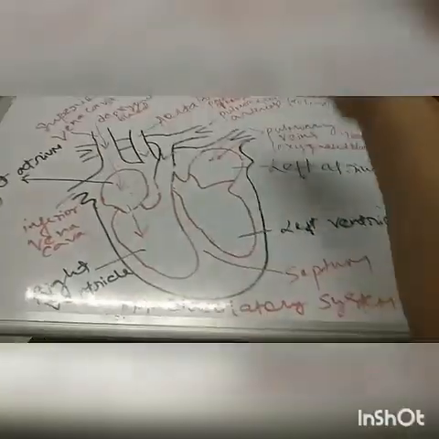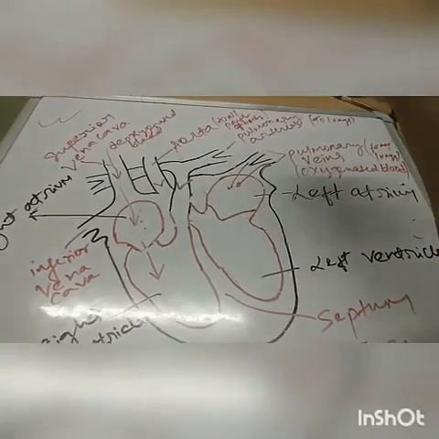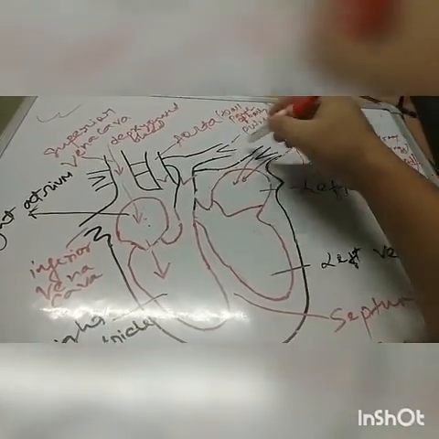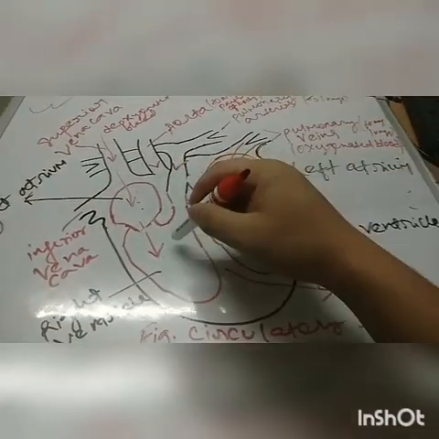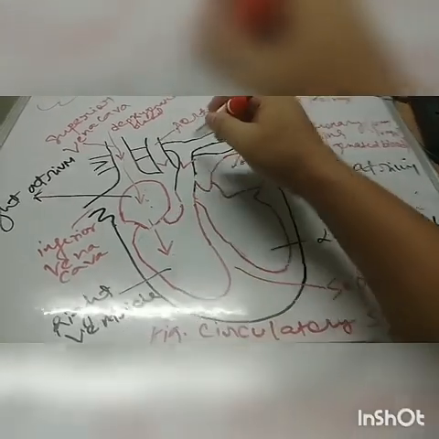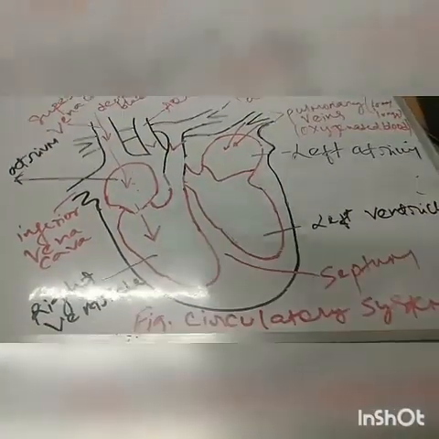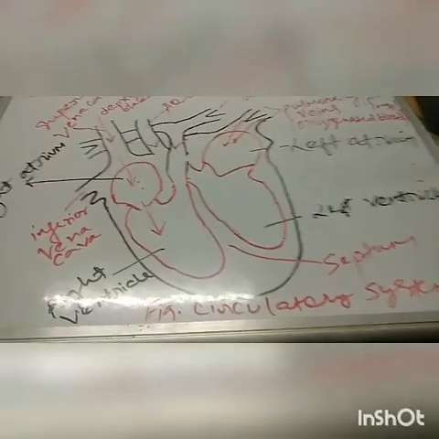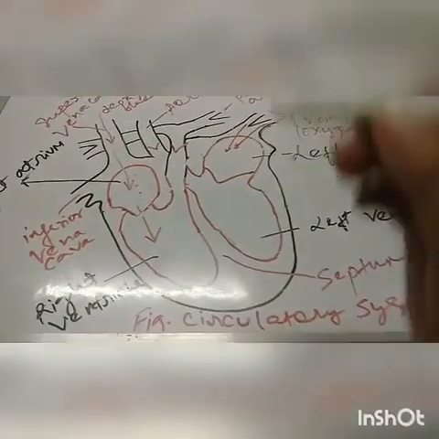Right, the lungs are not shown here, but assume that the lungs are here. All right. So the pulmonary arteries take deoxygenated blood from the right ventricle to the lungs. All right, and in the lungs there will be an exchange of gases, and from there the blood will be purified.